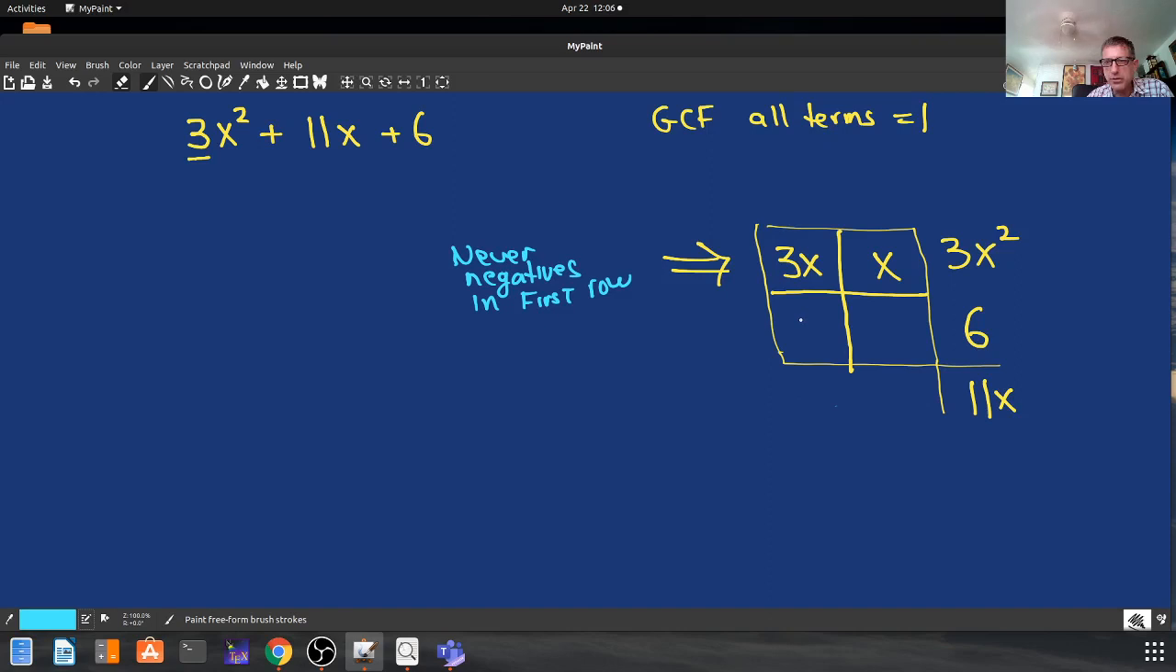So let's do 3 times 2. Instead of 2 and 3, 3 times 2. So 3x times 3 is 9x. X times 2 is 2x. Now I have it. 9x plus 2x is equal to 11x. 3 times 2 is equal to 6. And 3x times x is equal to 3x squared.